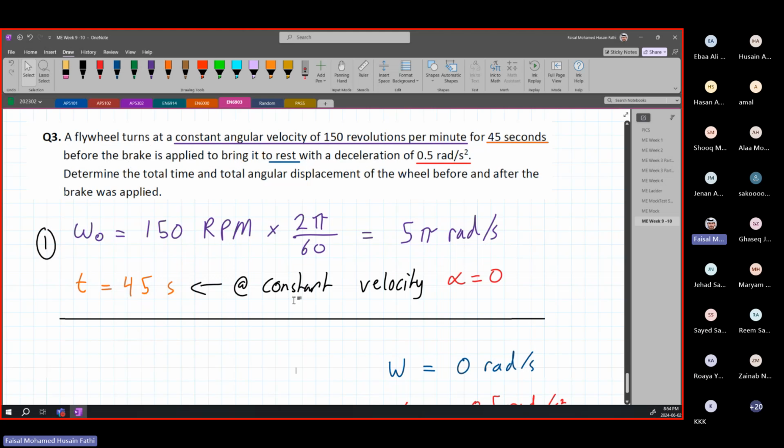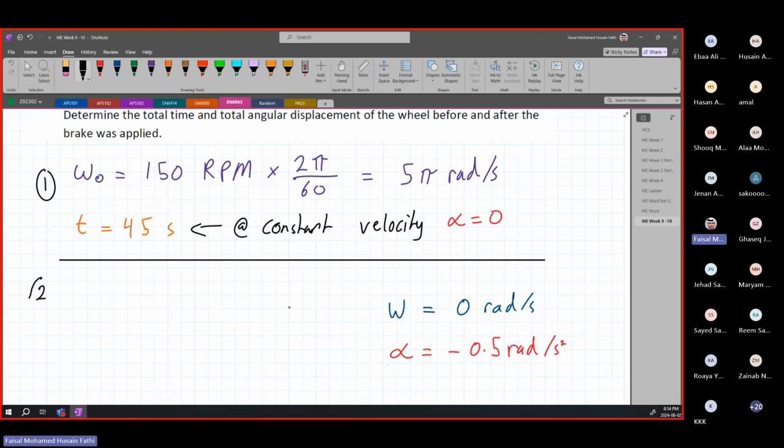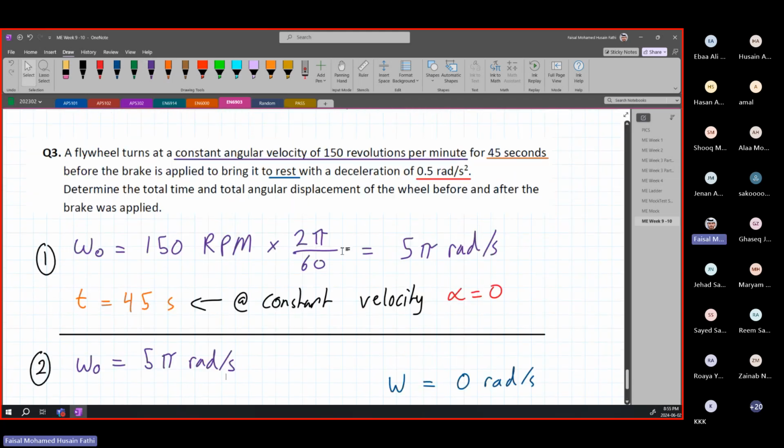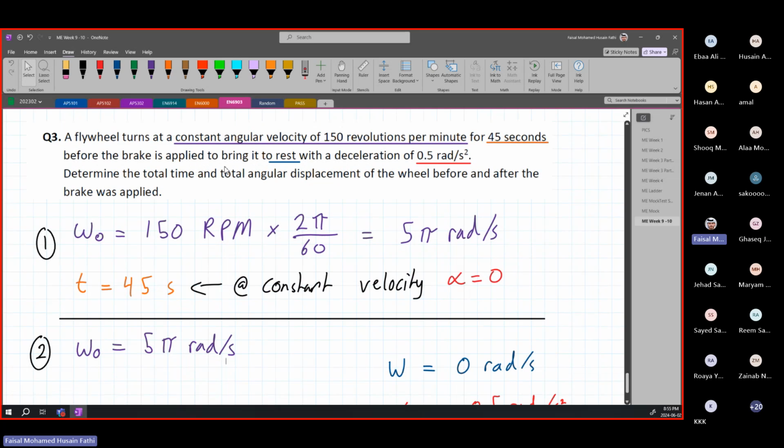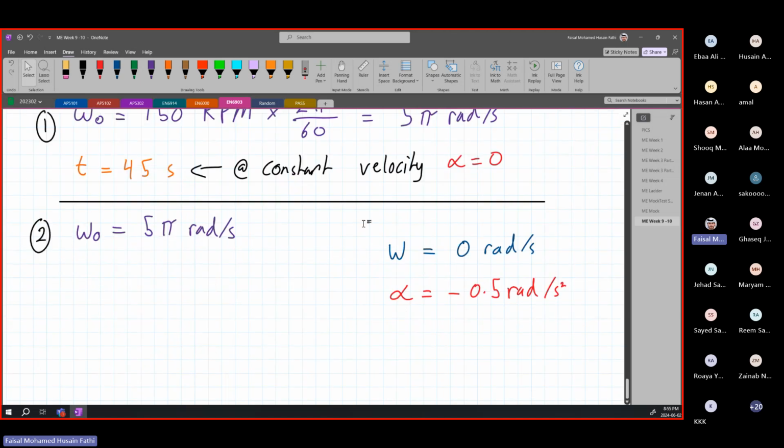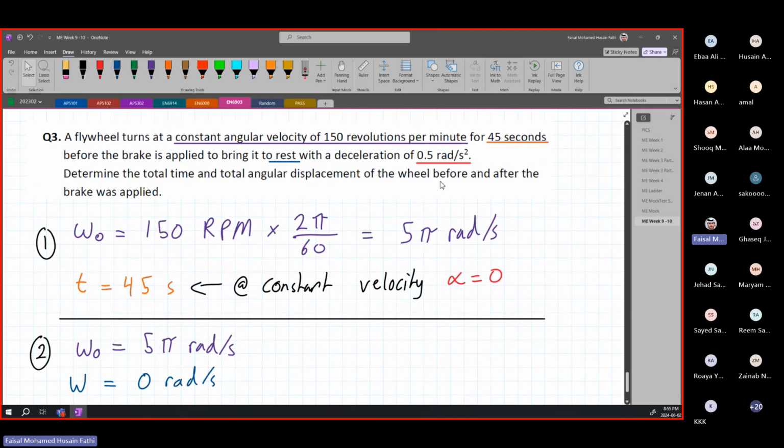Then after that, the second phase is where our omega initial is the same, which is 5 pi radians per second. All right. The brake has been applied. So after the 45 seconds, the brake has been applied to bring it to rest, meaning now omega final is equal to 0 with a deceleration of 0.5 radians per second squared. All right. Again, it's a deceleration, so it's negative.